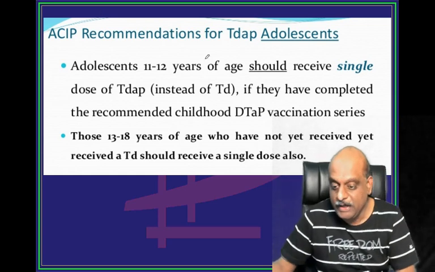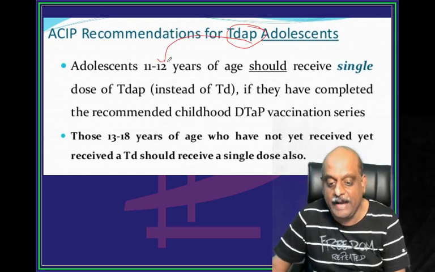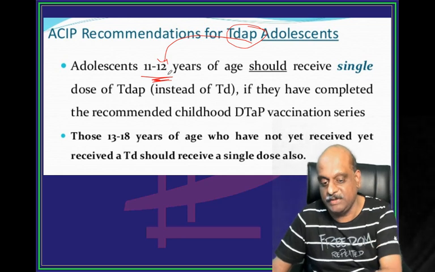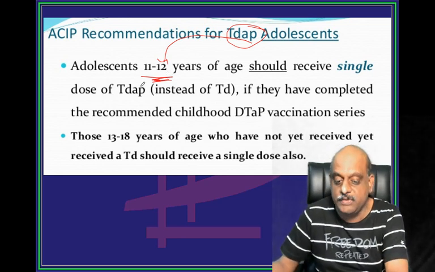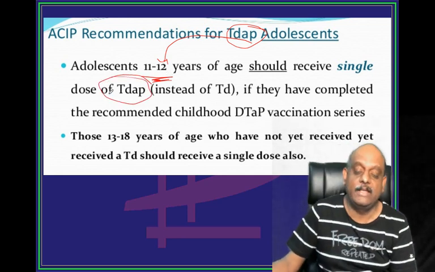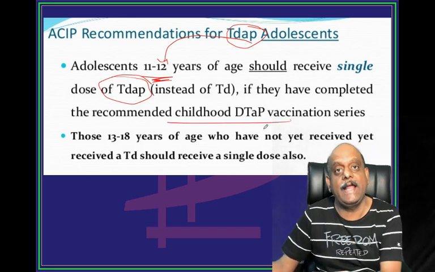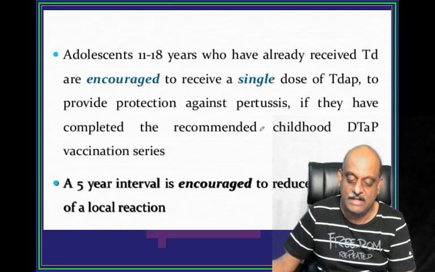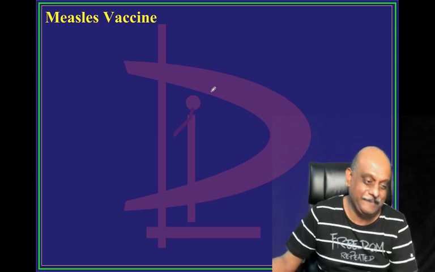Now, doctor, Tdap is received by adolescents 11 to 12 years of age, and they should receive a single dose of Tdap if they already completed the childhood DTaP vaccination series, is what you need to remember.